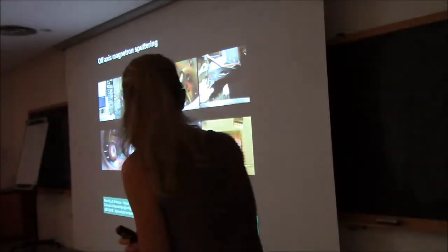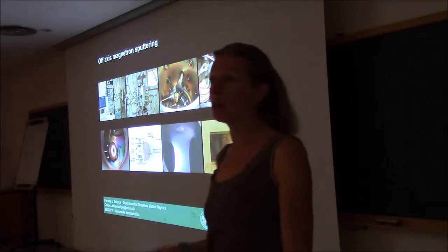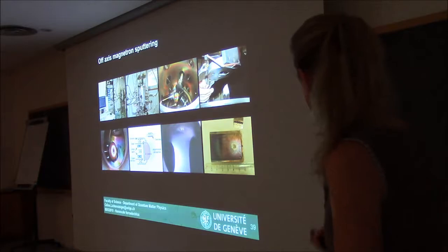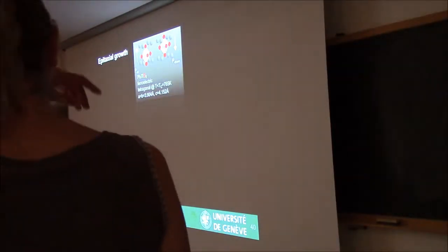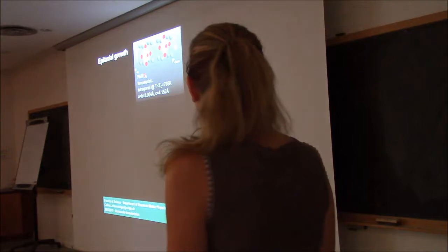This is a very slow process. It takes a few minutes to grow one atomic layer, but this allows us to have very high quality of the sample. So this is an image of the sample, and then you just need to study your sample. Okay, so we've been doing epitaxial growth using RF magnetron sputtering for a long time.